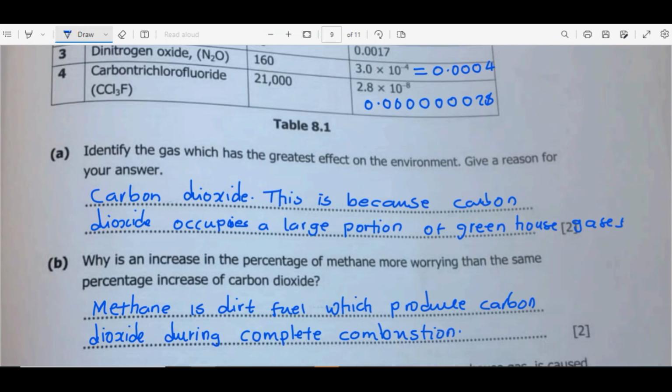Methane is a dead fuel which produces carbon dioxide during complete combustion. That's the reason why the increase of percentage of methane is more worrying. Okay, because of this.